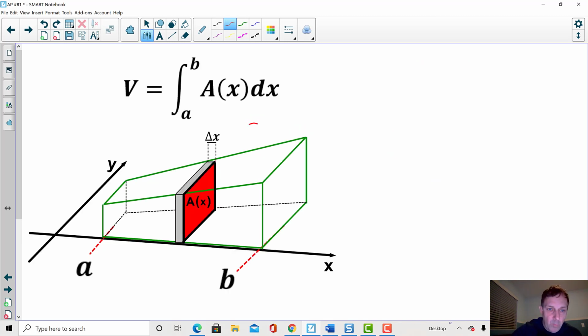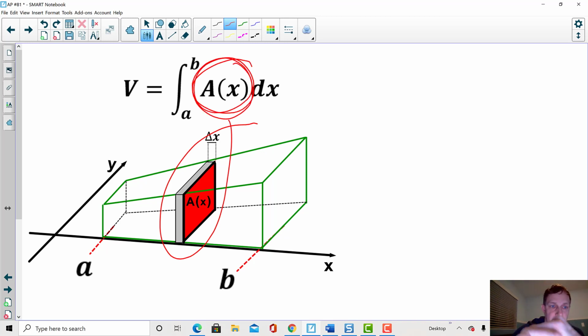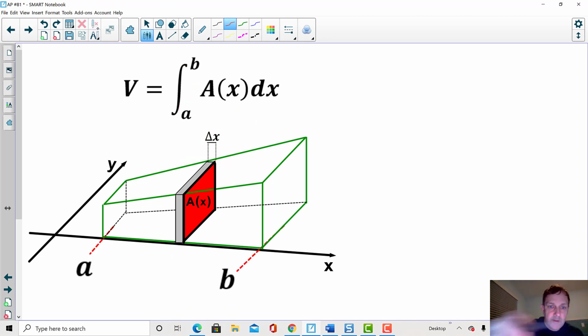Here's an example. You have one slice in the middle here, and that's what goes inside of your integral. It's just the area of one slice. And of course, we're going from x equals a to x equals b. So those are your bounds. That's your lower bound and your upper bound. And that's pretty much it. That will give you your volume. Okay, now we're going to look at a couple of new examples.